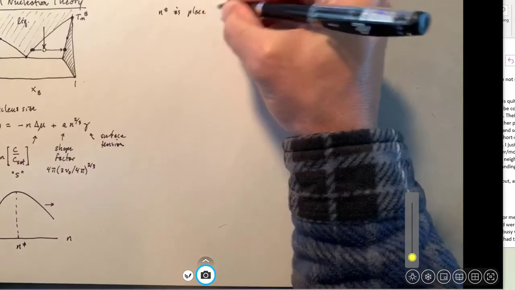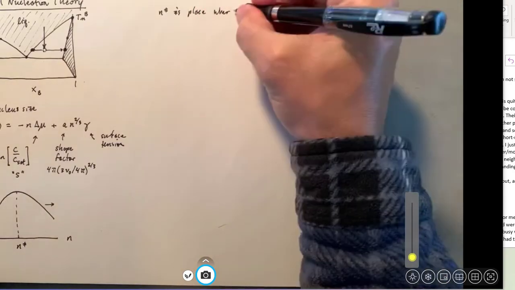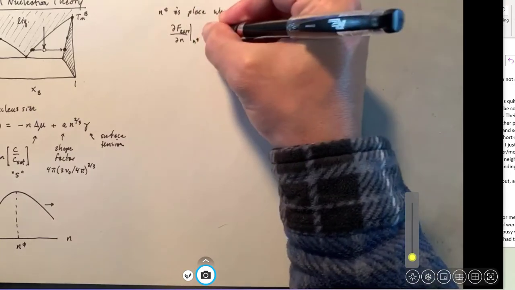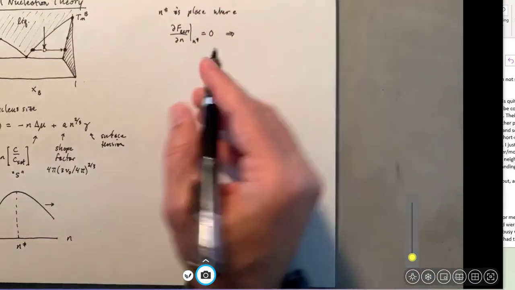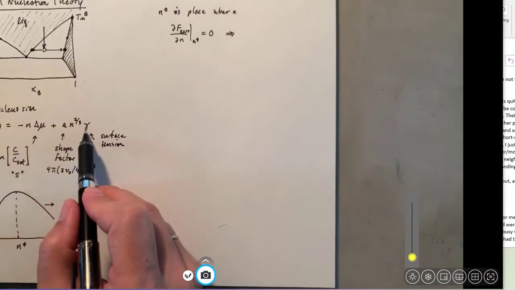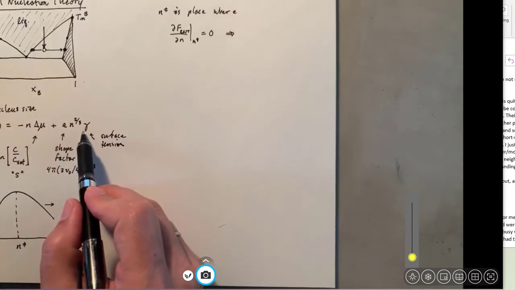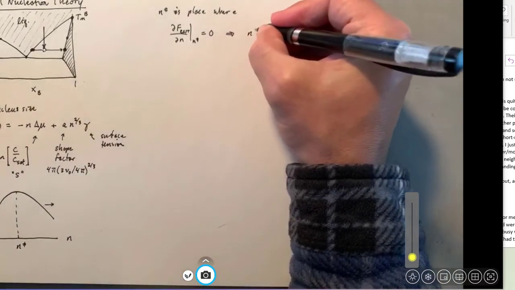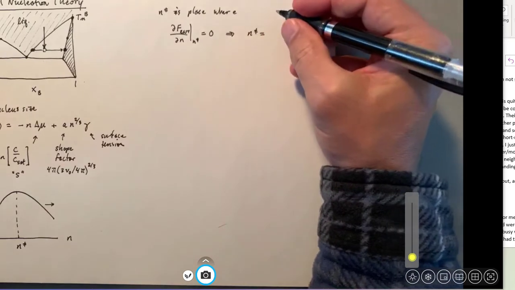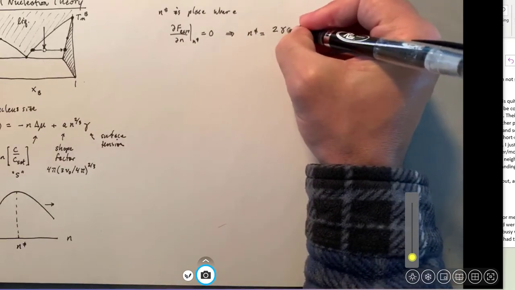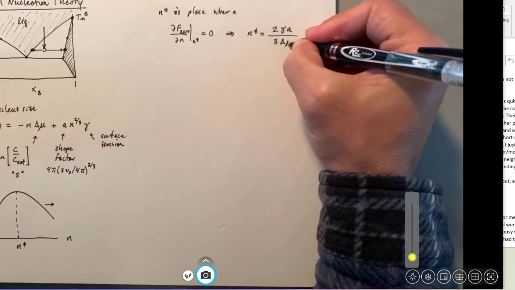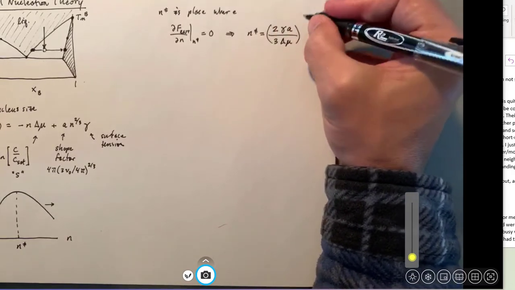So n double dagger is the place where the derivative with respect to n of this free energy is equal to 0. So if I take this free energy and I differentiate it with respect to n, and then I set the result equal to 0, and then I go through and I solve for the value of n, then we get that n double dagger is equal to 2 times gamma times A divided by 3 delta mu, and all of this gets cubed.